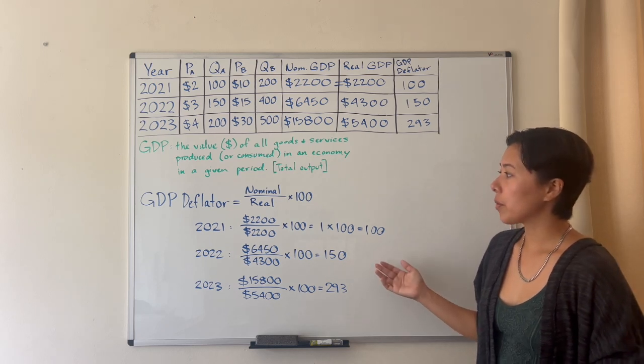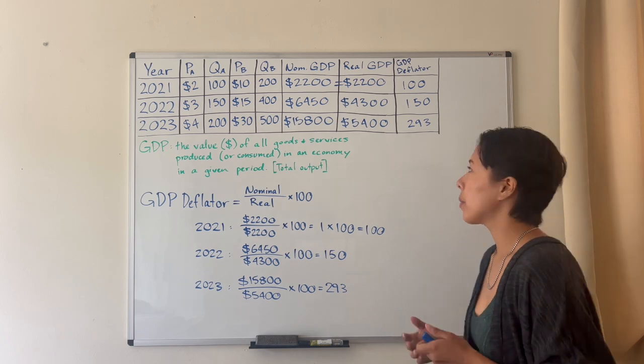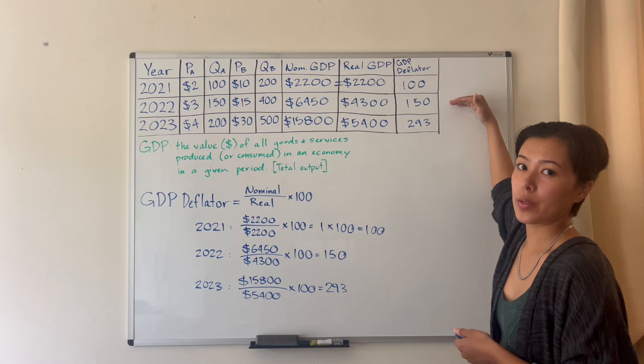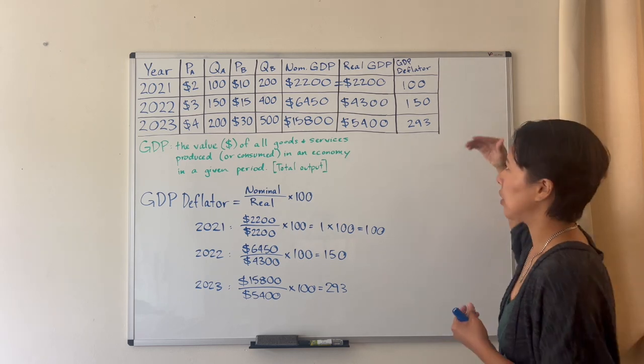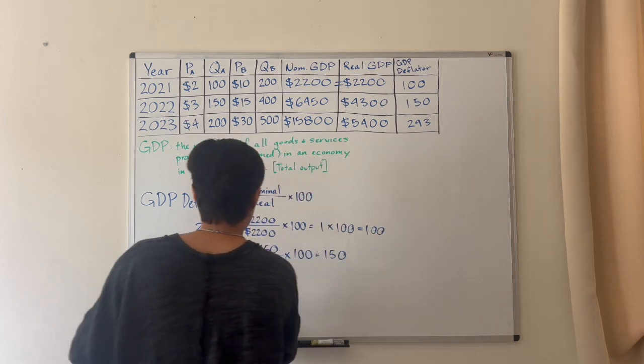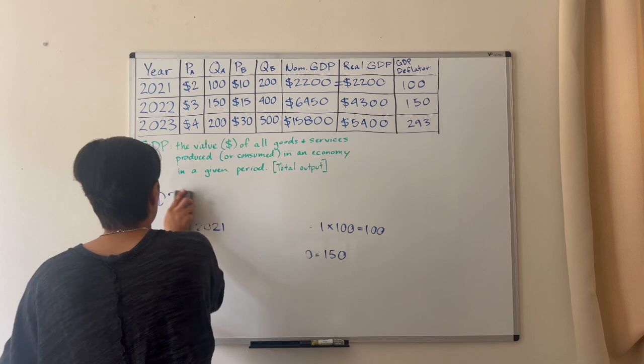Now our next step from here is we want to calculate the inflation rate. So we want to know how much have prices changed from 2021 to 2022, and how much have prices changed from 2022 to 2023. And we're going to do this by using our formula for the inflation rate.